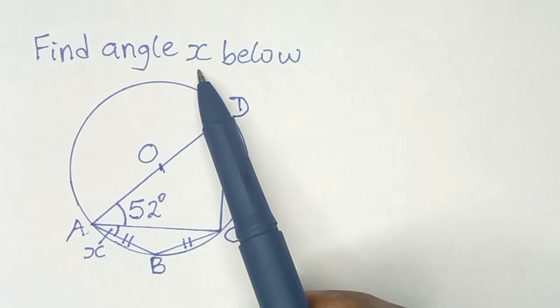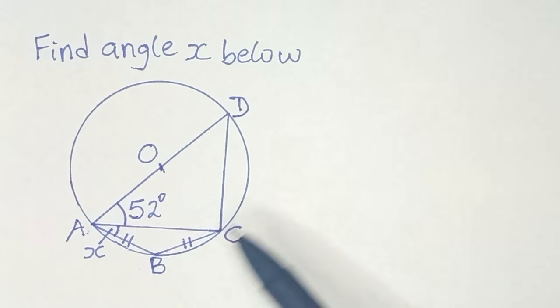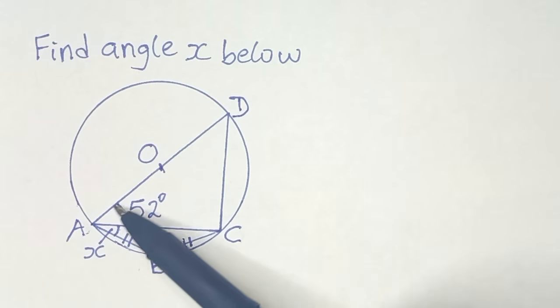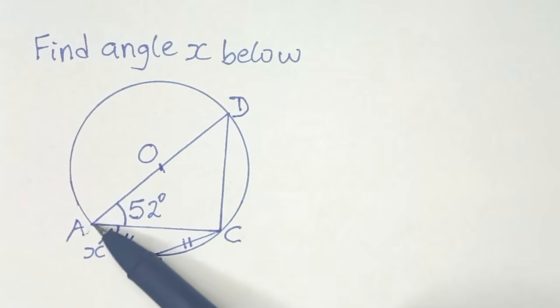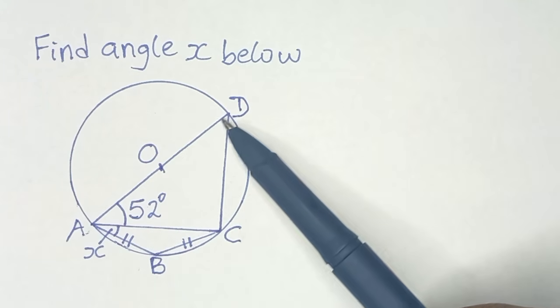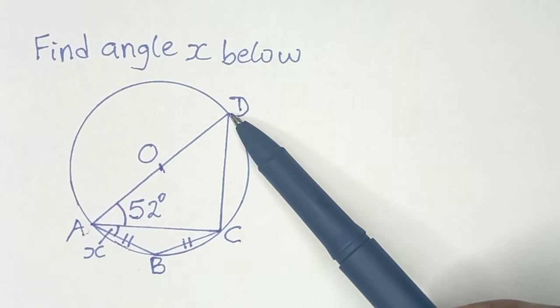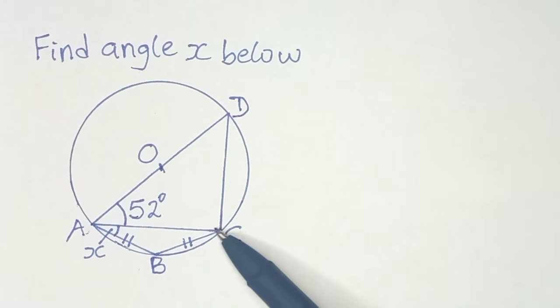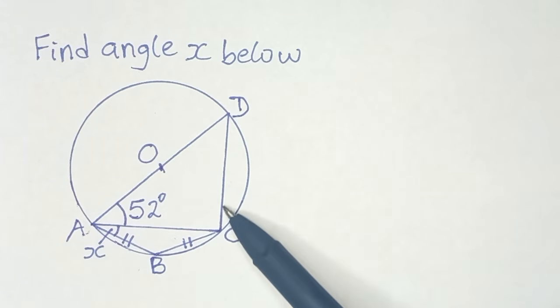Find angle x below. Now, for us to find the value of this angle x, I want us to look at this line AD passing through the center of the circle. It is a diameter of the circle. Now, anytime you have a diameter of a circle, what you just need to do is to look at the triangle that diameter forms inside the circle. So we'll be looking at triangle ADC now.